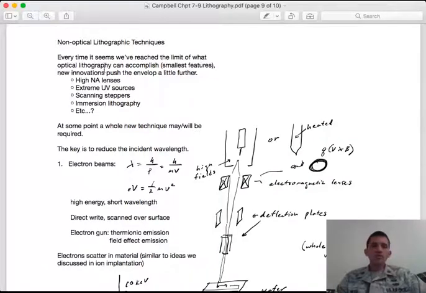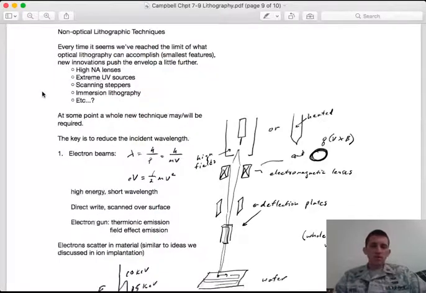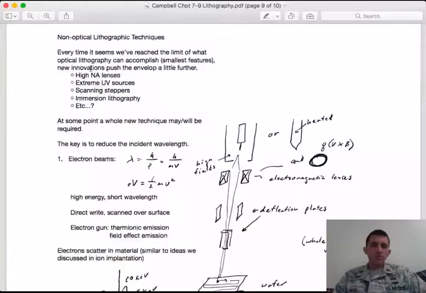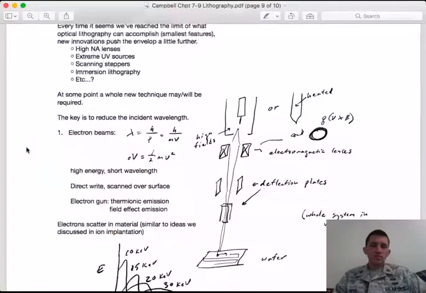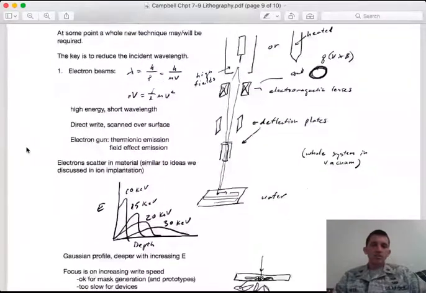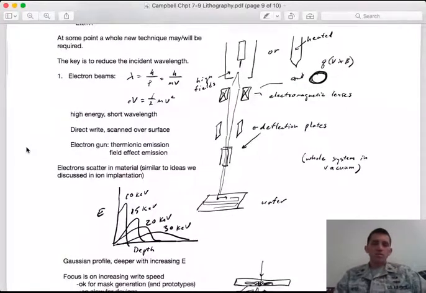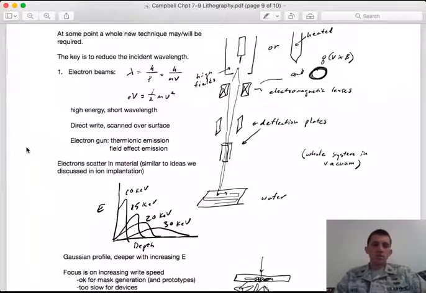So all of these squeeze a little bit more performance out of these optical systems, but at some point, right, you will have exhausted those options, and the transition to a new technique may be required. So two possibilities for that are high energy electrons and X-rays.